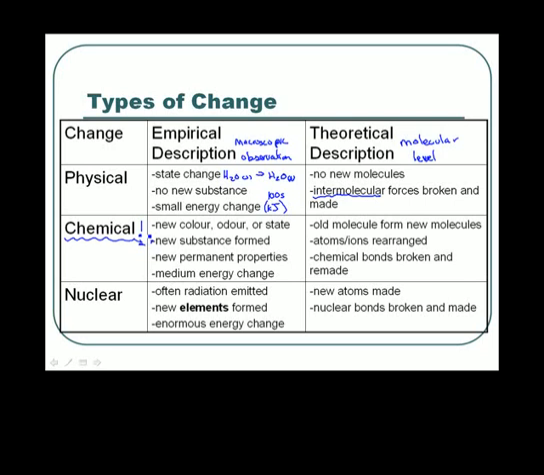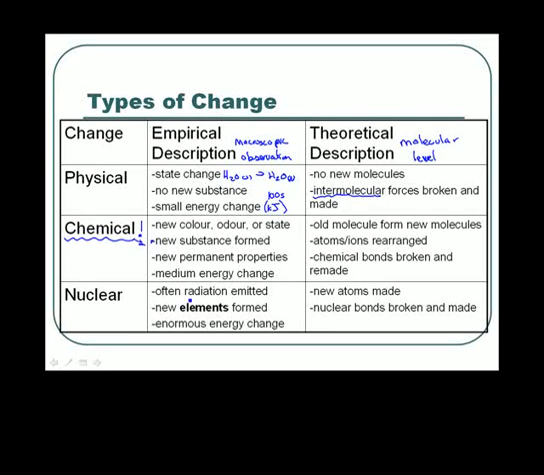We can tell that something's happening because we usually end up getting something new. So a new color or a new odor or a new state. This means that we usually see new substances. Sometimes we're getting solids and liquids and gases, but they're often of completely different chemicals than what we started with. Those new chemicals have new permanent properties.